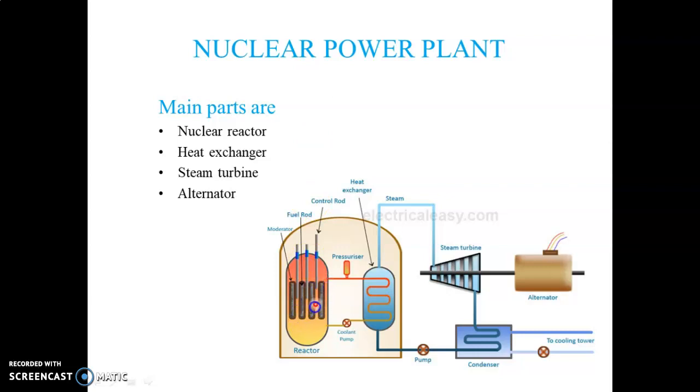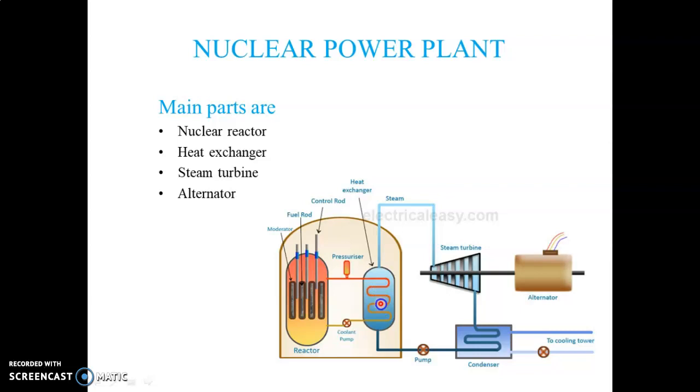And this is a layout of a nuclear power plant. This one is the nuclear reactor, and this is the heat exchanger, turbine, then alternator, and the condenser. In the nuclear reactor, the fission process takes place, and it produces a bulk amount of heat energy, and this heat energy is transferred to the heat exchanger.